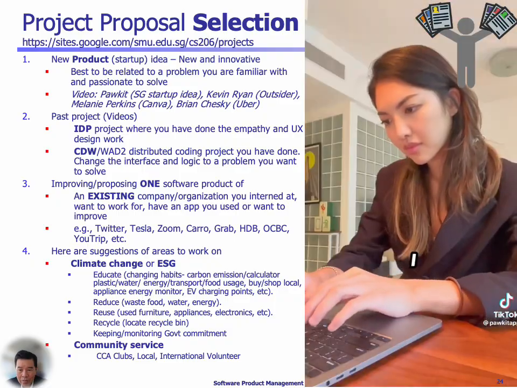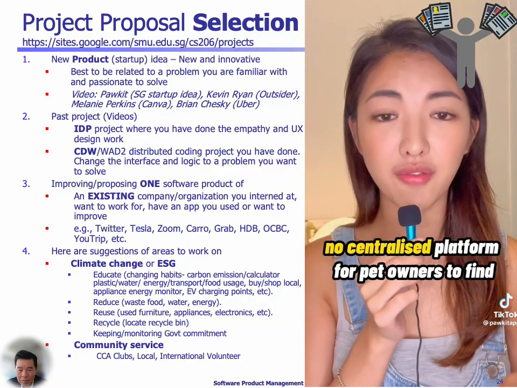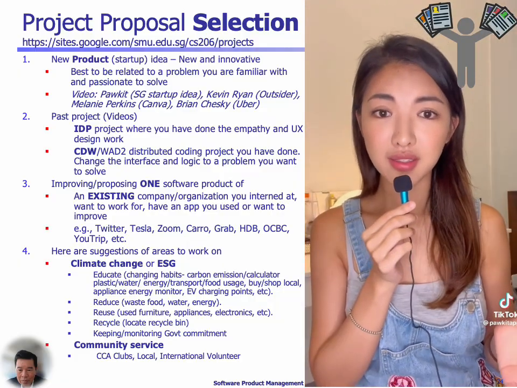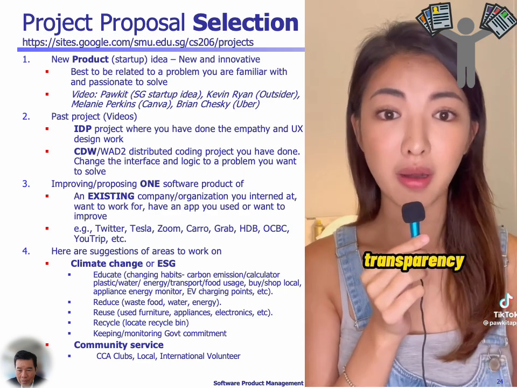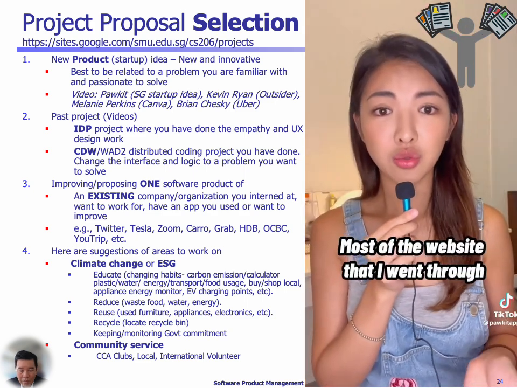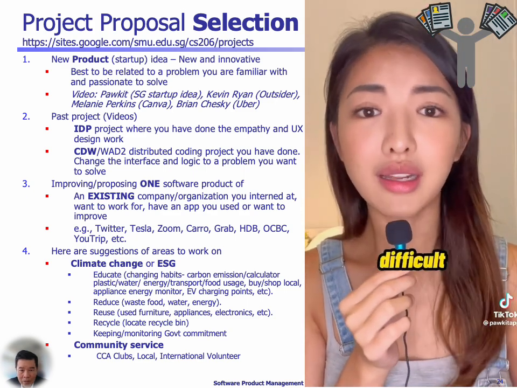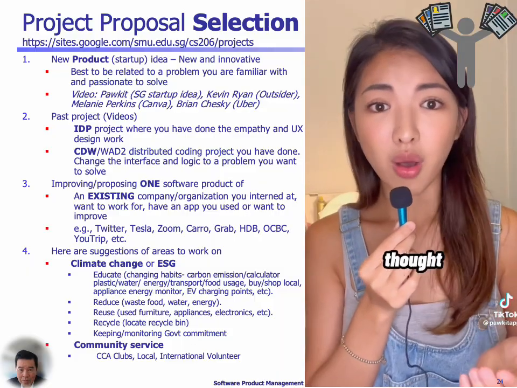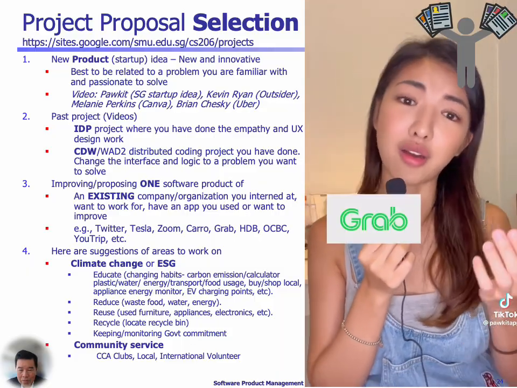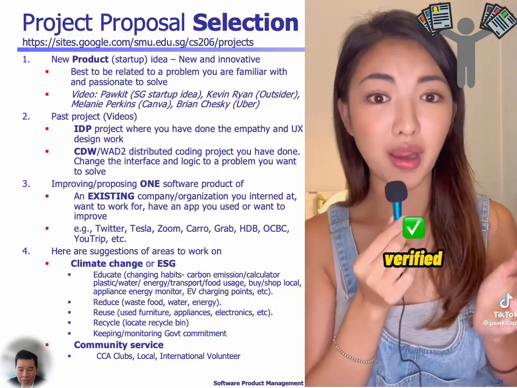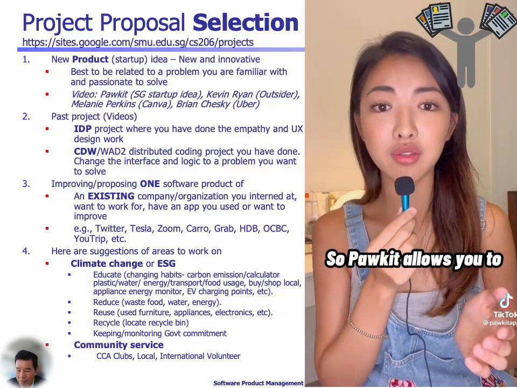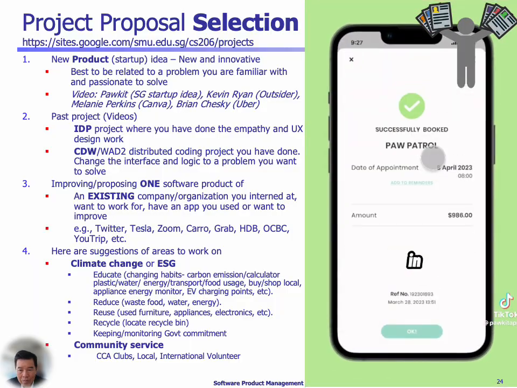During my research, I realized there was no centralized platform for pet owners to find the services they want with confidence and transparency. Most of the websites that I went through were outdated or really difficult to navigate. That was when I thought of building a marketplace like Grab or Airbnb, but for verified pet businesses. So Pocket allows you to book and pay for pet services in a few clicks.